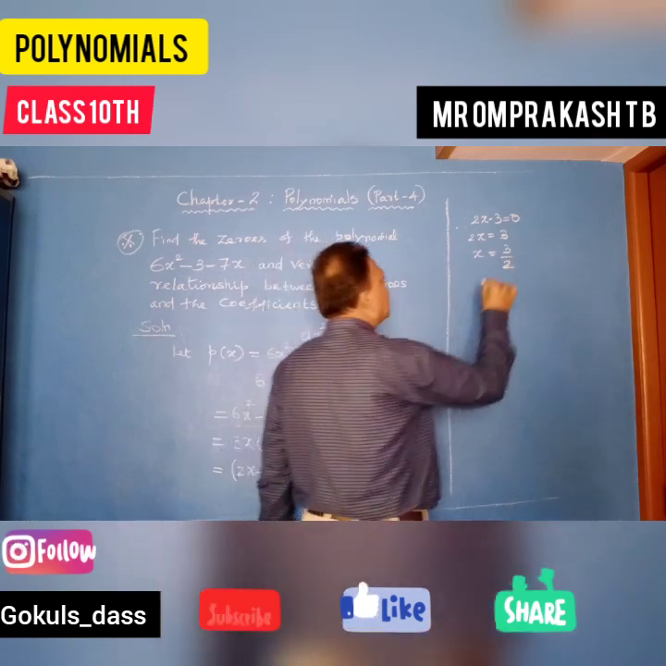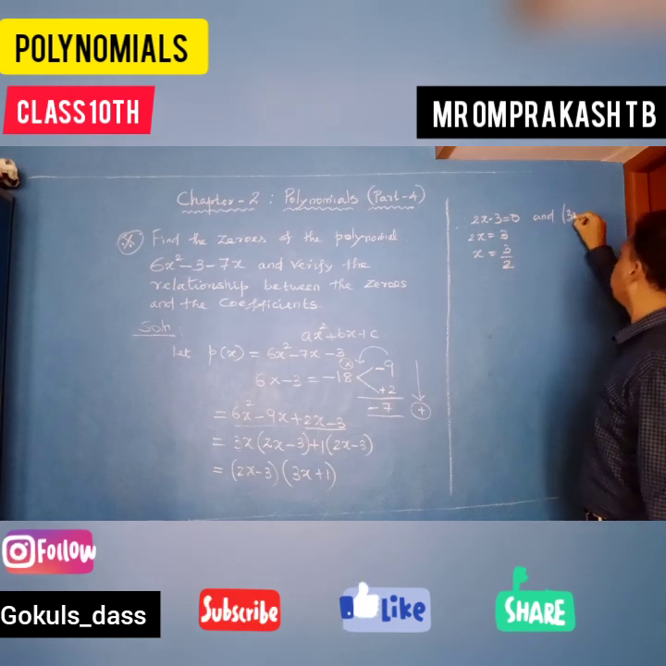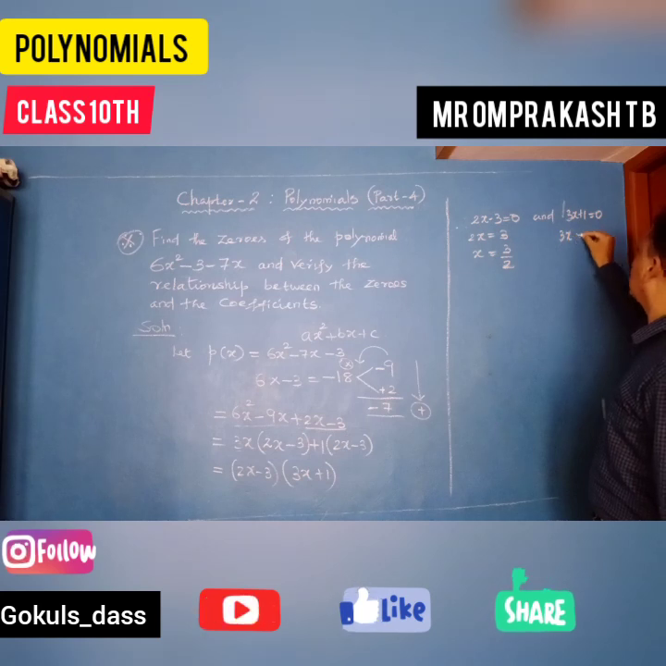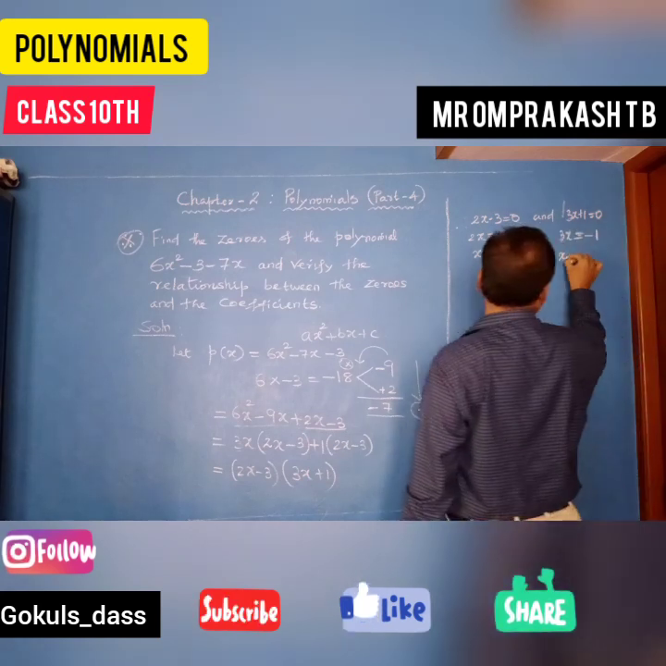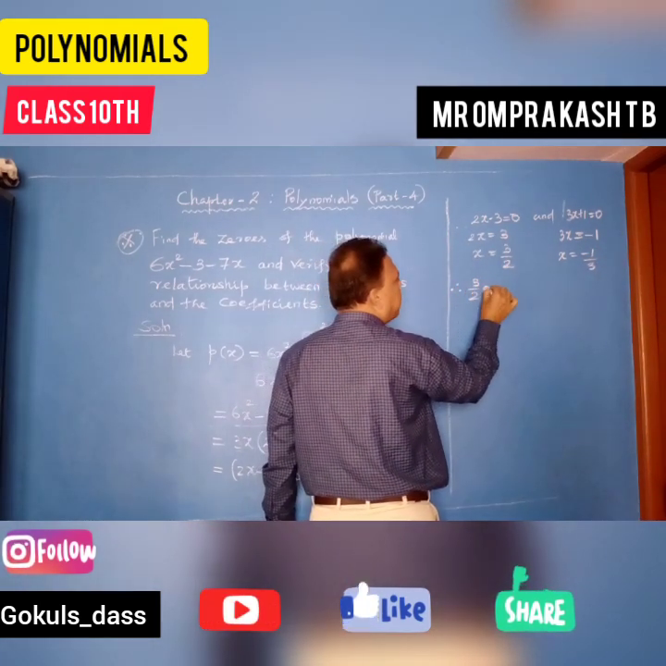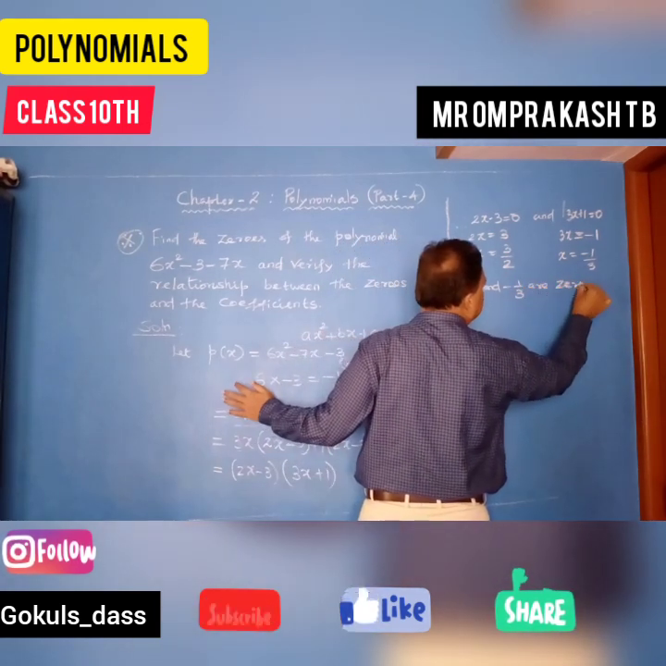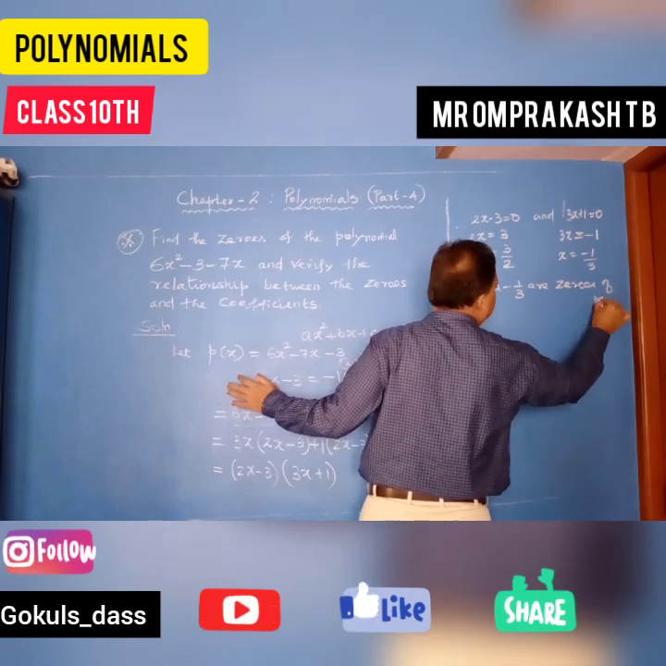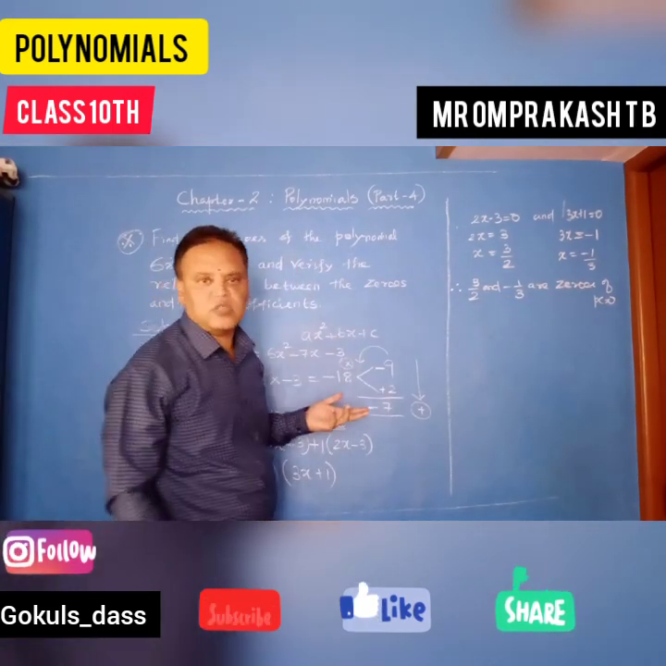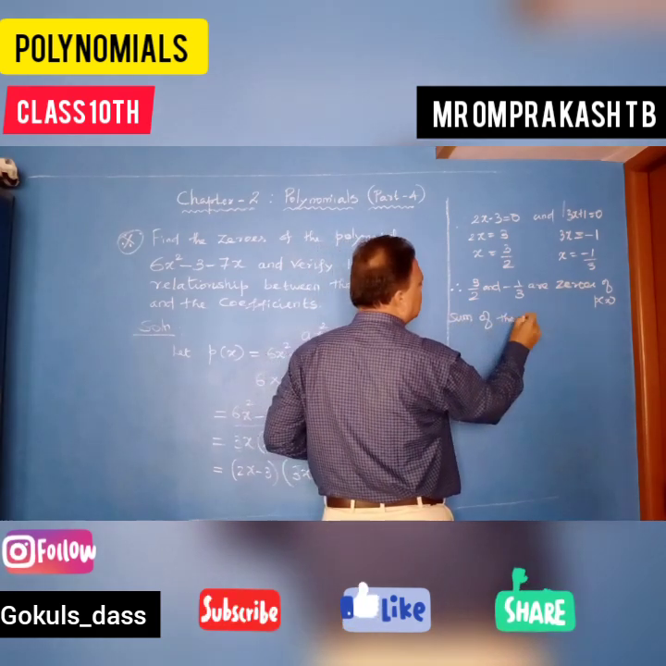Again you take this factor also and make it 0. 3x plus 1 equal to 0. Therefore 3x is equal to minus 1. x is equal to minus 1 by 3. Therefore 3 by 2 and minus 1 by 3 are the zeros of p of x. Now when you have two zeros, what can we do? We can find the sum of the zeros. Clear? Now find the sum of the zeros.